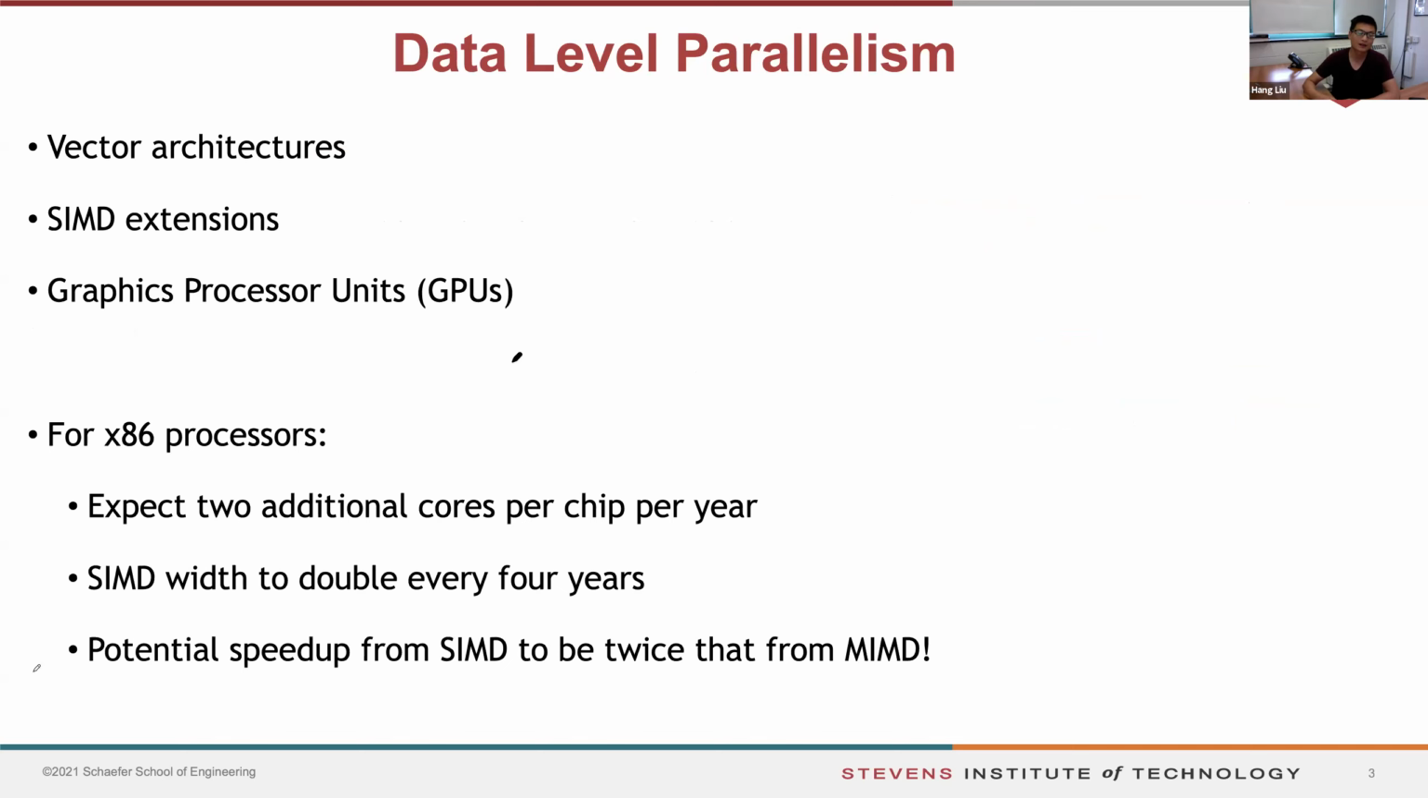In this lecture, we're going to discuss three important data level parallelisms. That is vector architecture, SIMD extensions, and GPU. For x86, let's see why we want data level parallelism. As we show here, for x86 processors, we expect two additional cores per chip per year. Well, SIMD widths are actually projected to double every four years. In that case, SIMD will definitely be faster than MIMD in a short period of time.